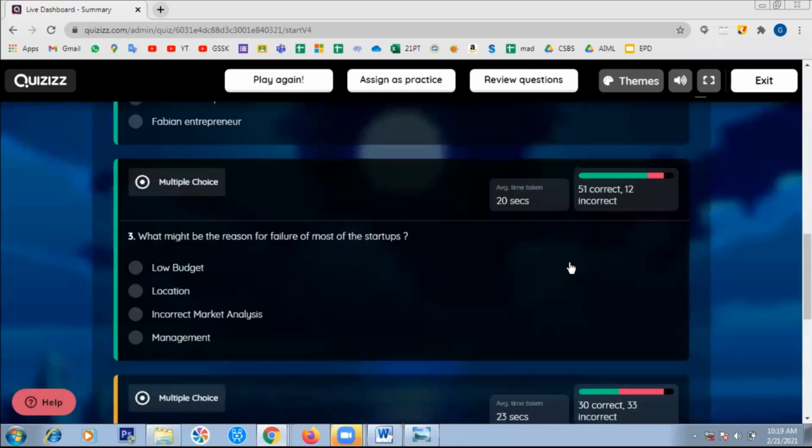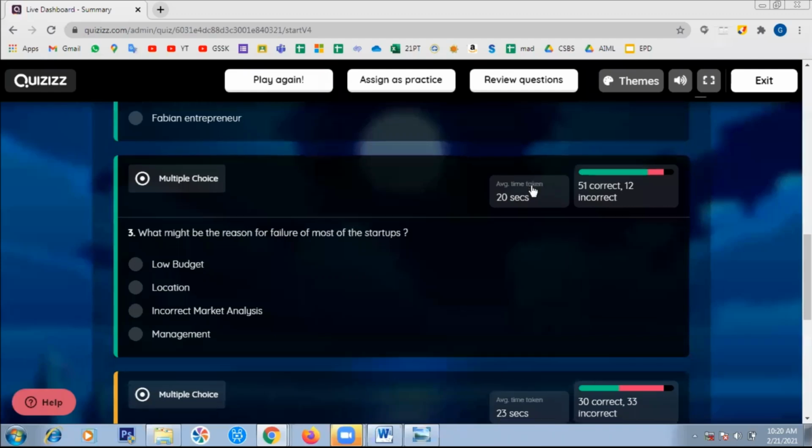And then the third question, what might be the reason for failure of most startups? Yes, all are small contributors, but the major reason is incorrect market analysis. If we are not doing a proper market analysis, then our startup will end in failure.